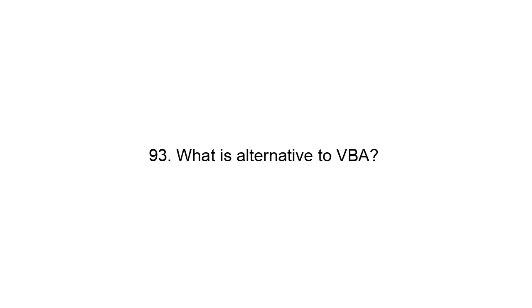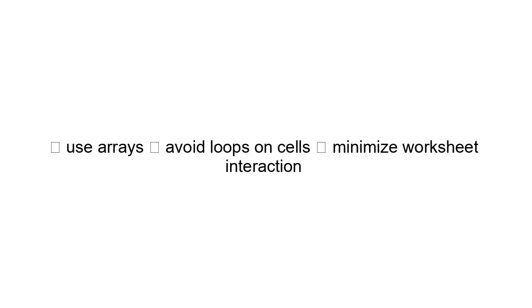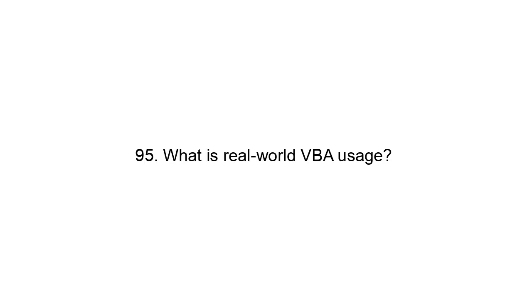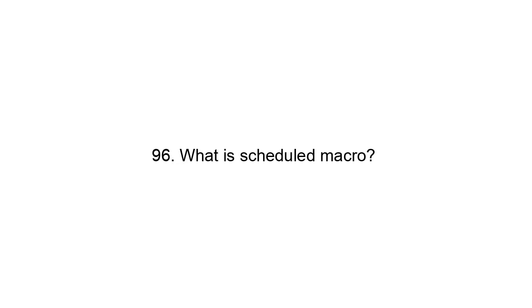93. What is an alternative to VBA? Power Automate, Python, .NET. 94. What is an Excel automation best practice? Use arrays. Avoid loops on cells. Minimize worksheet interaction. 95. What is real-world VBA usage? Finance reporting, data cleaning, dashboards. 96. What is a scheduled macro? Running VBA automatically. 97. What is an add-in in VBA? A reusable Excel extension.